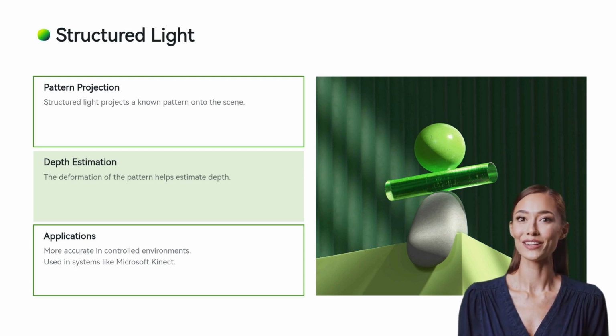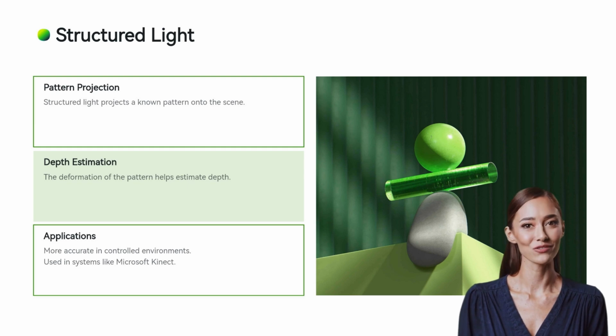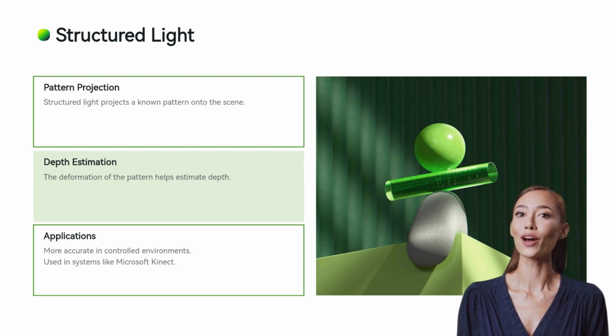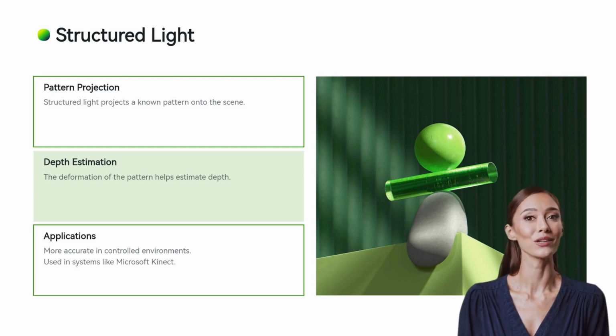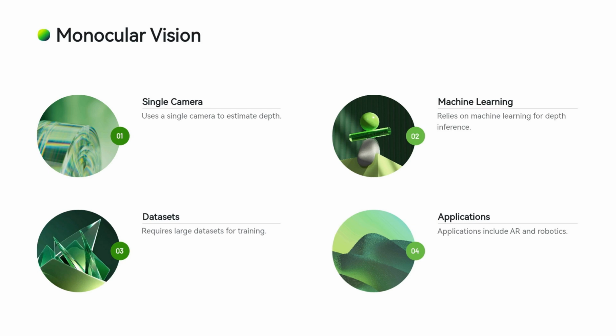While monocular depth estimation is less accurate than stereo vision, it has the advantage of requiring only a single camera, making it ideal for mobile applications and augmented reality, AR. Depth estimation plays a vital role in many modern applications.